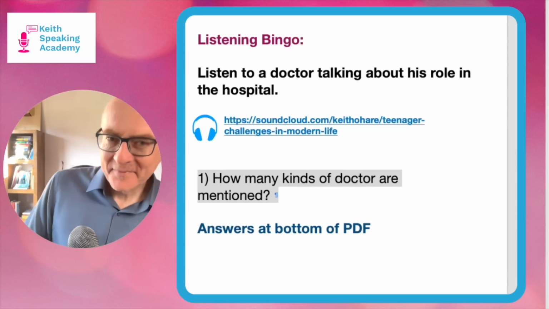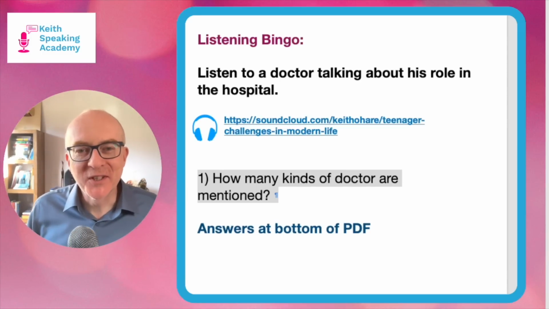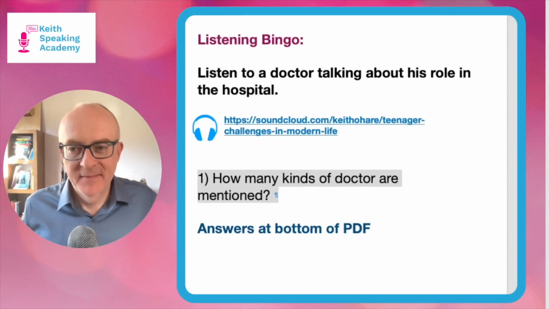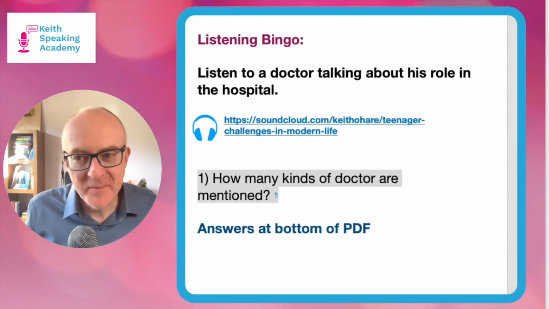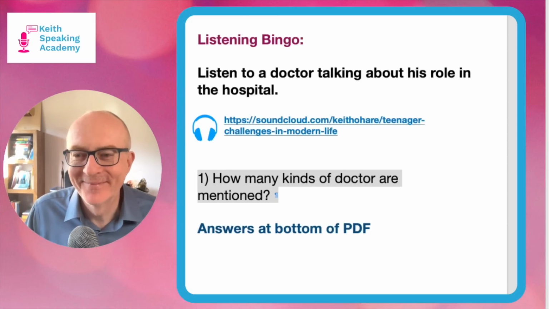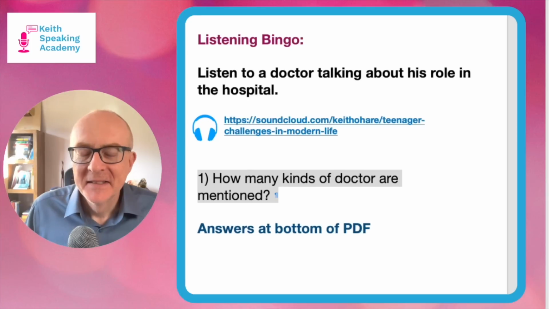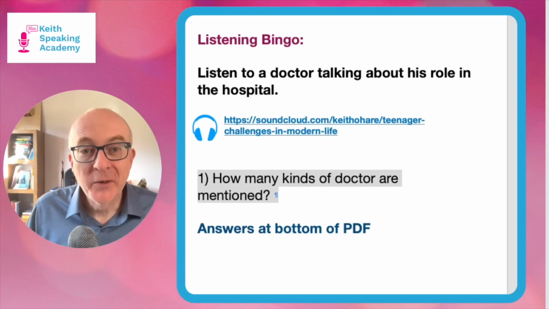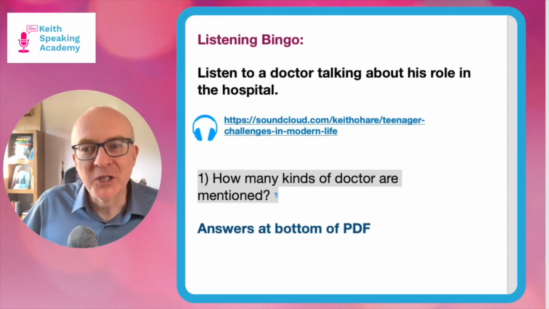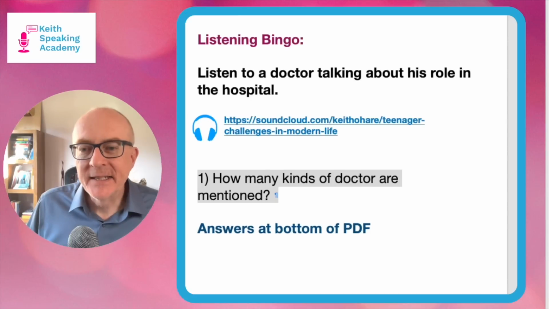Right. How many kinds of doctor are mentioned? Carolina Segura, thank you very much for your comment from Spain. Hello, neighbour. Brian, you say you don't go to the GPs, right? Just go to the hospitals. I know a lot of Asian countries where that's the case. There's no GP. You go straight to hospital. Let's see.